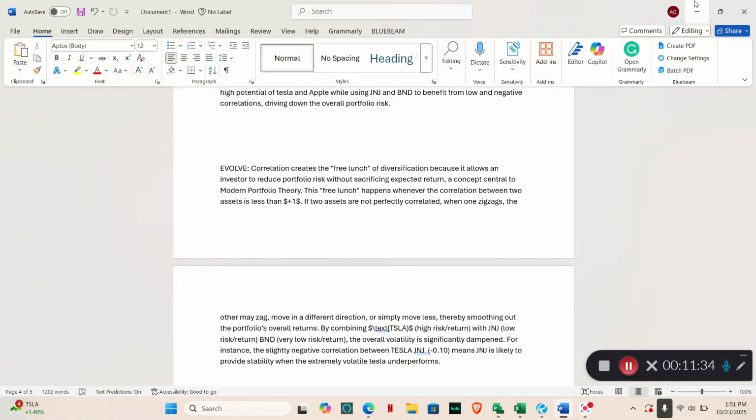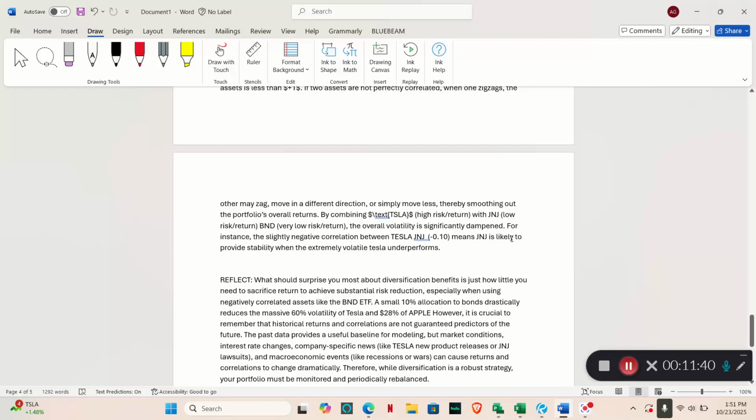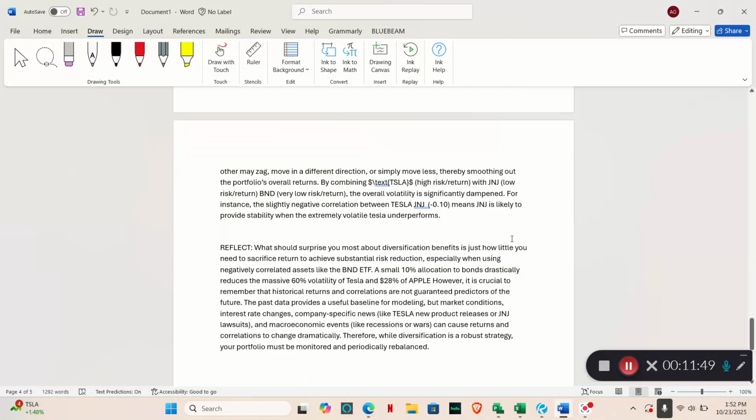If assets are not perfectly correlated, when one zigzags, the other may zag, move in a different direction, or simply move less. Thereby, it smooths out the portfolio's overall returns. By combining Tesla with J&J, which has a low risk and return, and B&D, very low risk and return, the overall volatility is significantly dampened. For instance, the slightly negative correlation between Tesla and J&J of about negative 10% means J&J is likely to provide stability when the extremely volatile Tesla underperforms.